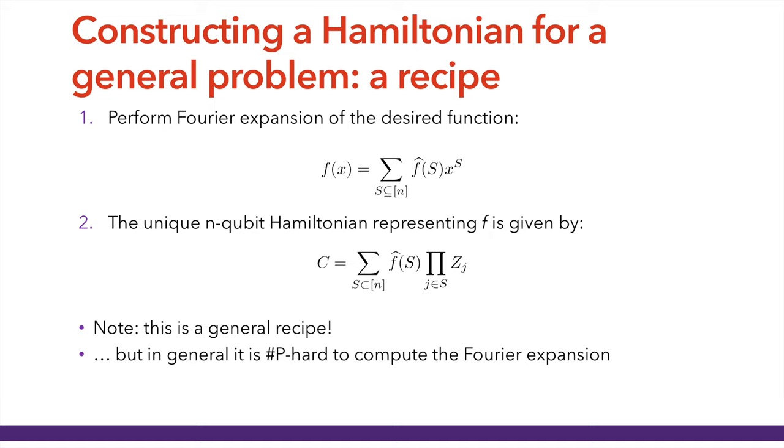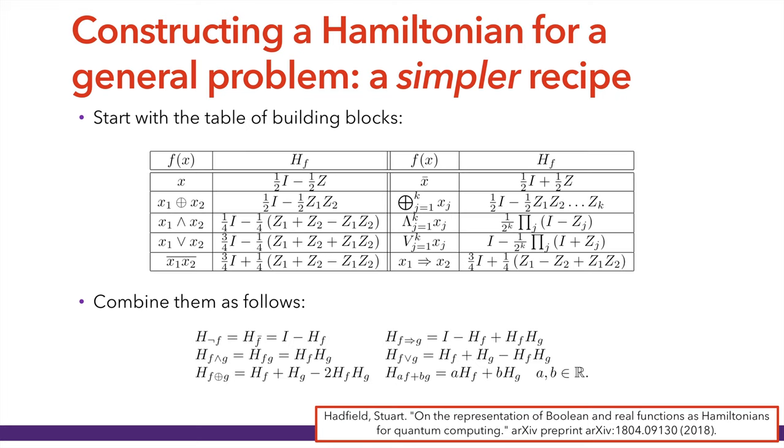However, if we have a Boolean function that is a combination of some simpler building blocks, then we can use this table of how to map simple Boolean building blocks, and we can combine them using the rules below. This is perhaps a more practical recipe. For example, as an exercise, you should try to recover the max cut Hamiltonian using these building blocks and confirm that it does indeed work. With this, you can construct most practical Boolean functions just by using these building blocks and combining them as these rules describe.